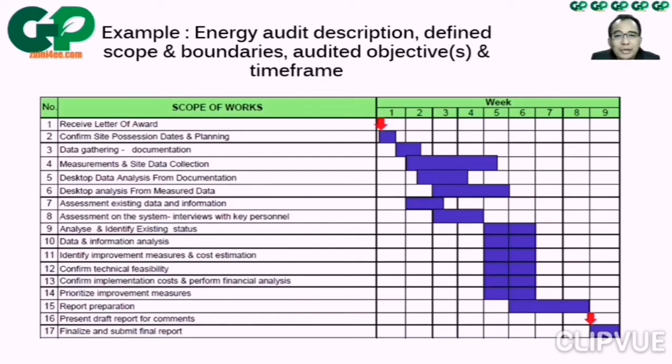This is an example of the energy audit description: define scope, boundaries, audit objective, and time frame. Here I just show you some example of what should be reported. You look here, the scope of works and also the time frames. Under the scope of work, they listed the key activities involved in the energy audit. On top of that, you should also put the energy audit team as well, just for information of whoever reads the report, who conducted the energy audit, who the lead auditor is and all that.